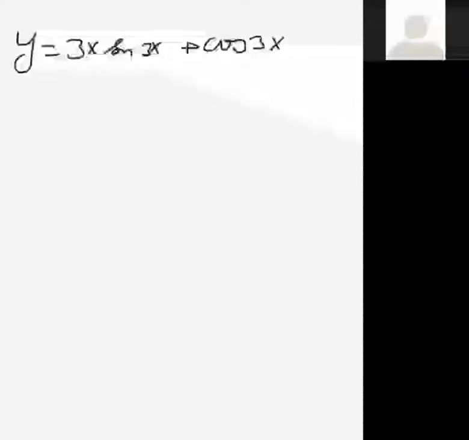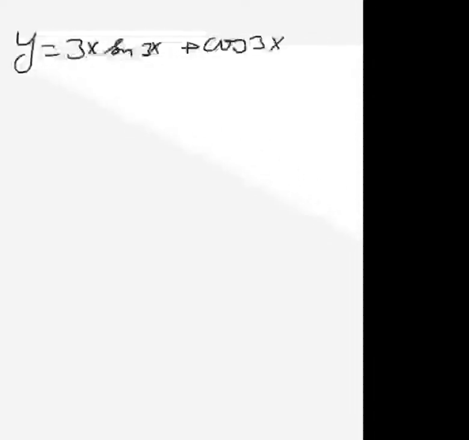y equals to sin 3x plus cos 3x. This is the given function. We need to prove that x y double dash plus 9x y equals 2 y dash, sorry, y dash. This you need to prove.